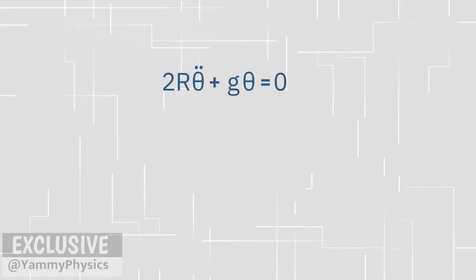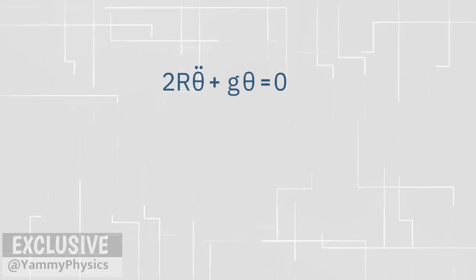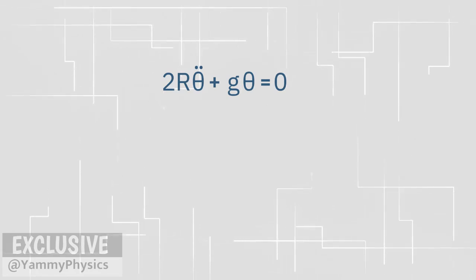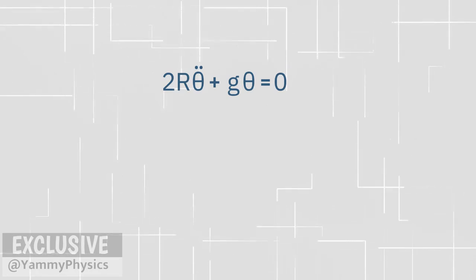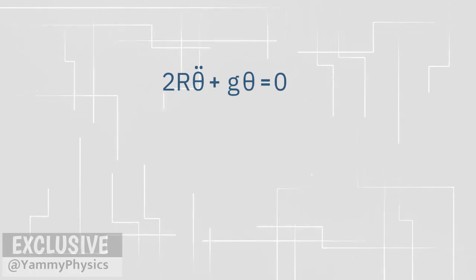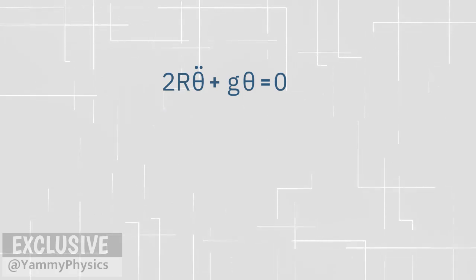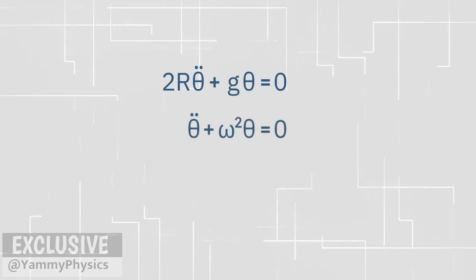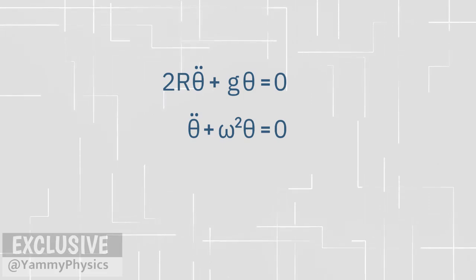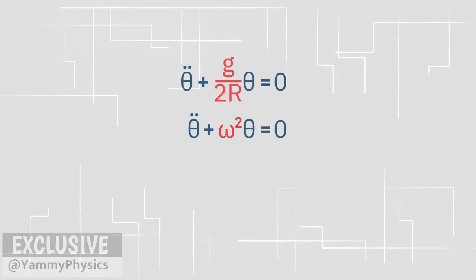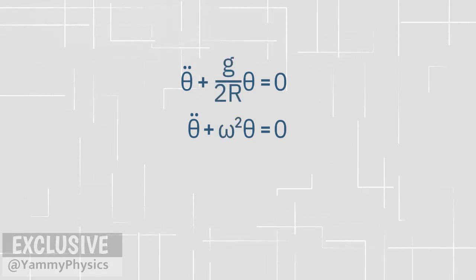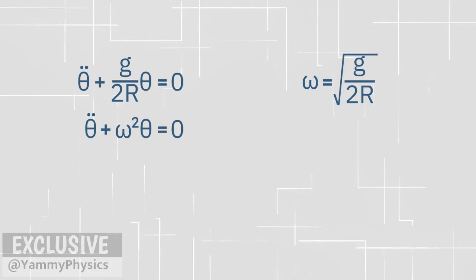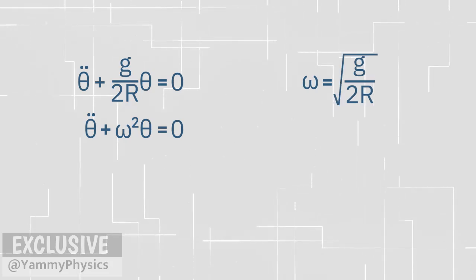An equation like this is known as a second-order differential equation. Equations like this will be studied in college. For those of us who are still in high school, let's just accept this formula, that the general oscillation equation is like this. We can compare the two equations. Omega squared is equal to g over 2r, or omega is equal to the root of g over 2r.